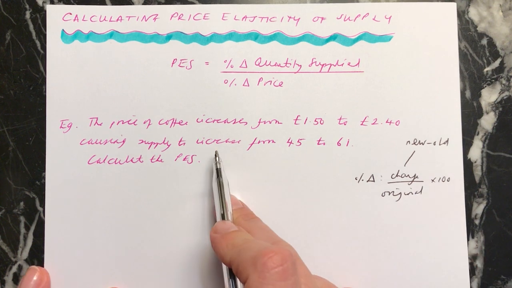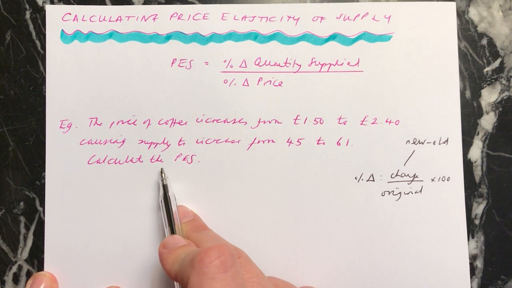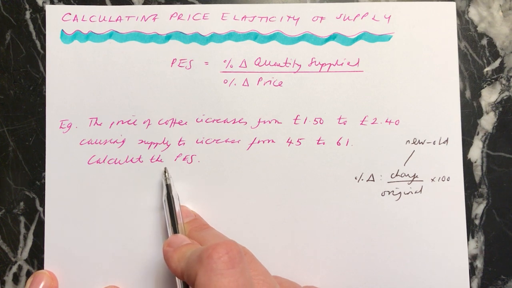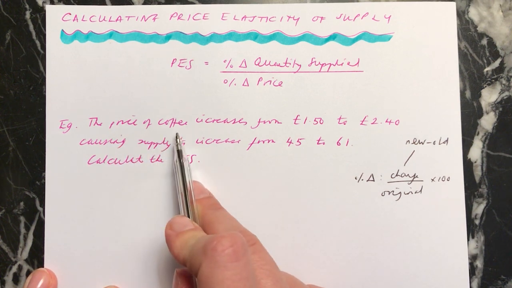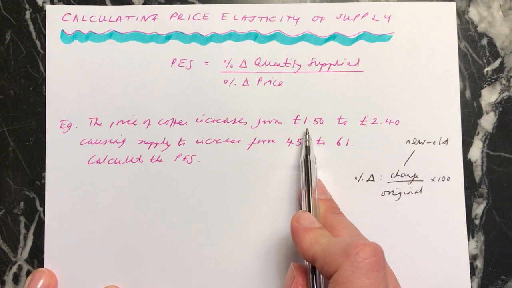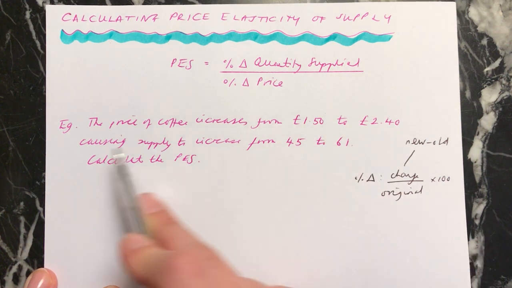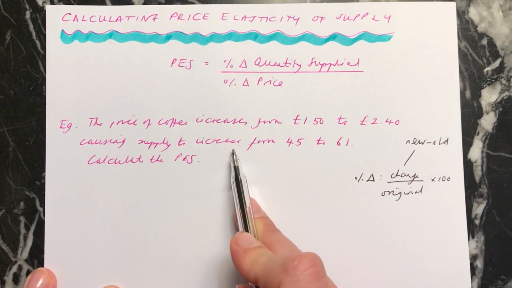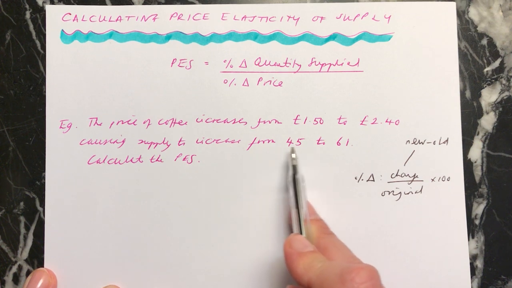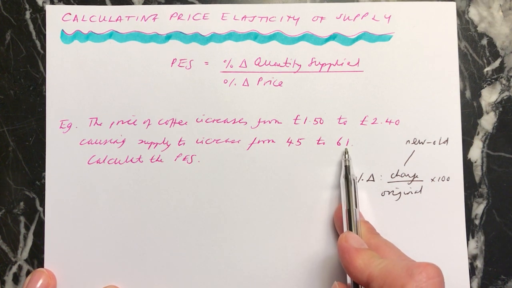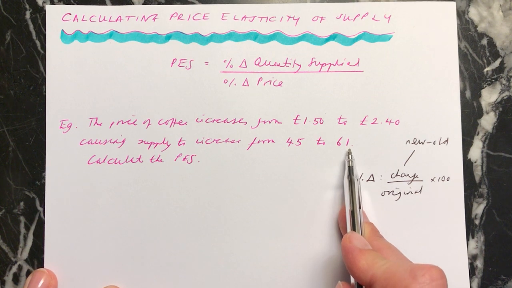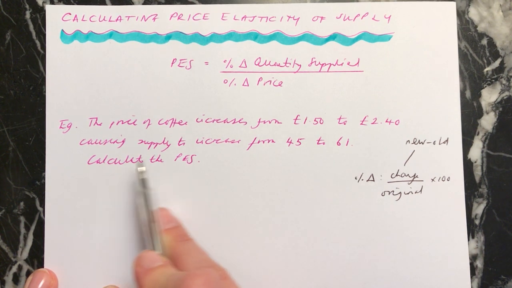So I've got an example here, and I suggest that you read this through and then try and work out the calculation yourself. Press stop on the video and then carry on watching to find out the answer and check what you've done. So the example is the price of coffee increases from £1.50 to £2.40, causing supply to increase. So we know supply will increase, and it goes up from 45 to 61. I don't know what the units are there, something. And you are told to calculate the price elasticity of supply.